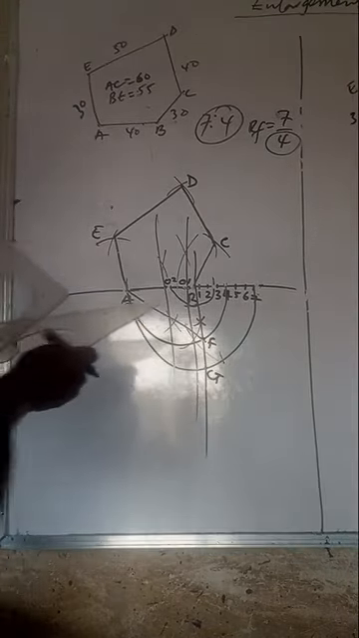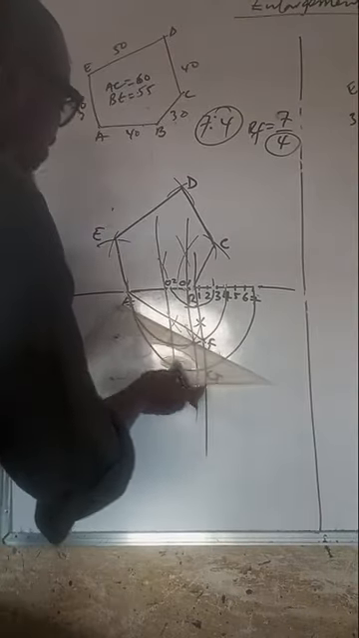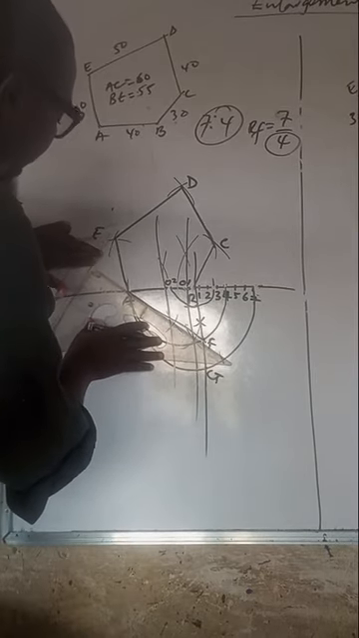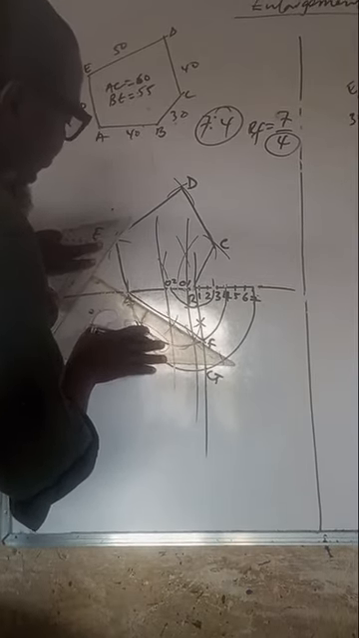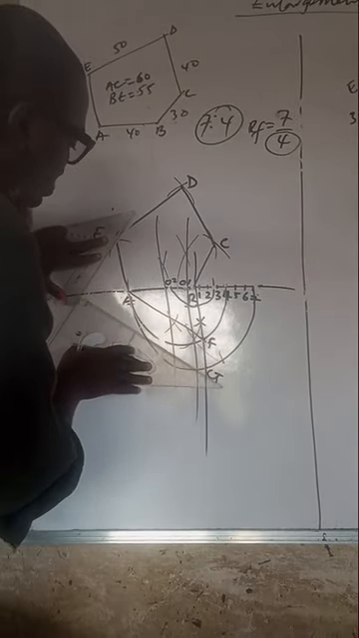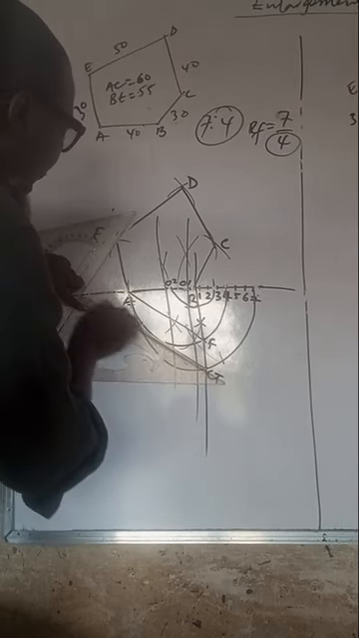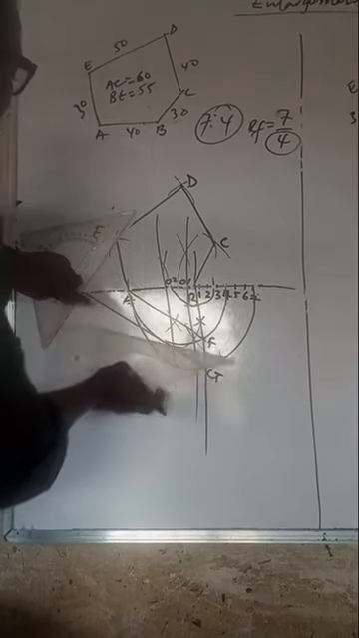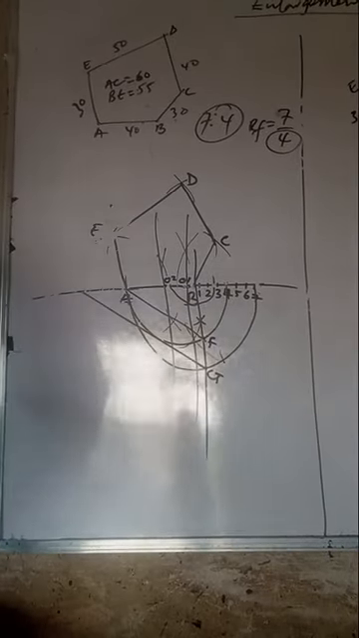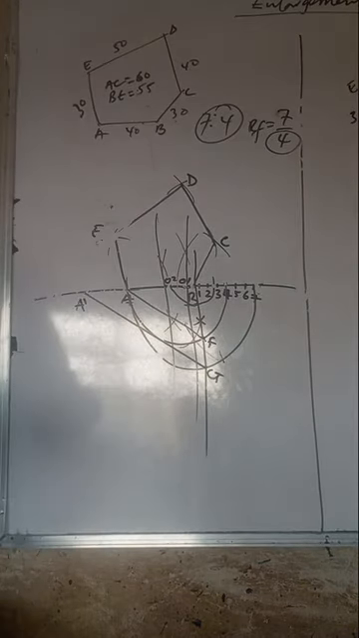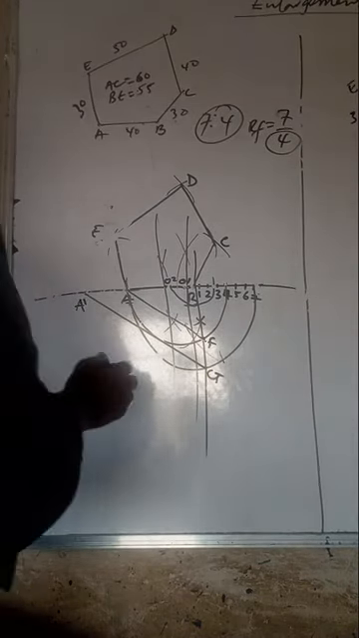After you have done that, you will now transfer this AF to G. You can see it now. You take it here and bring it up here. So we have been able to locate our A prime. This is A prime. So now what do you do next?